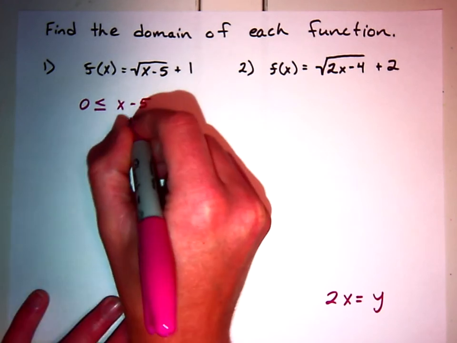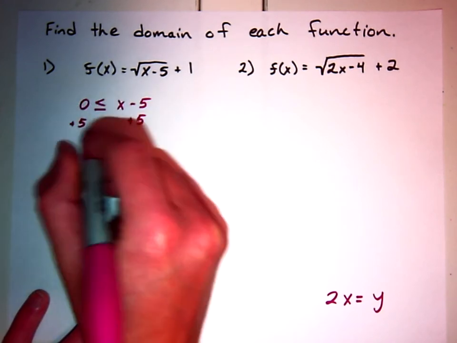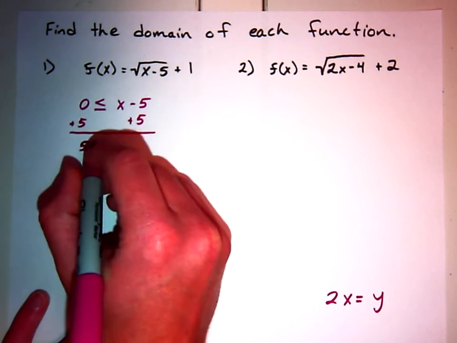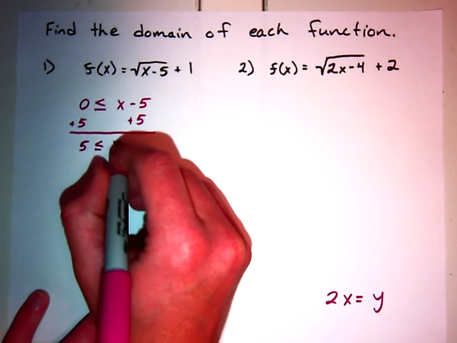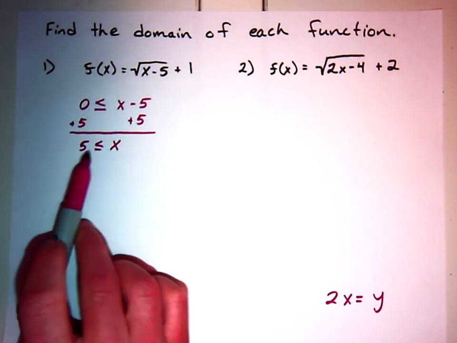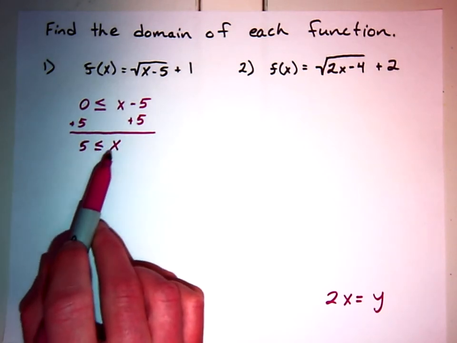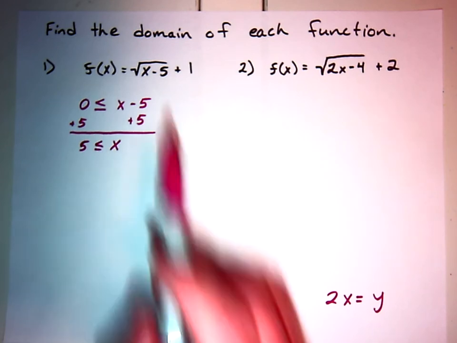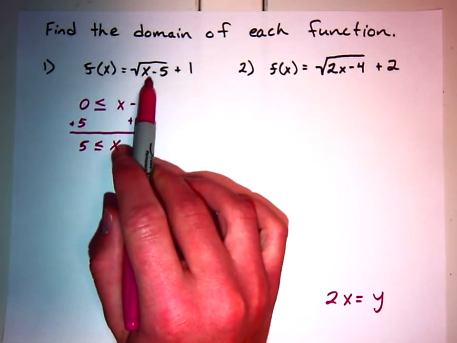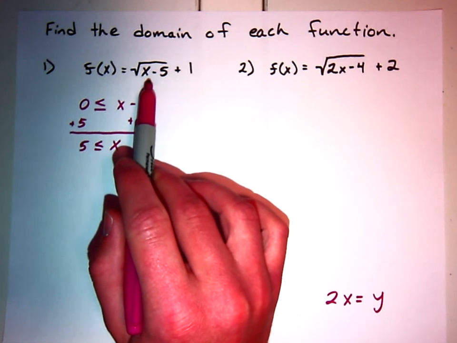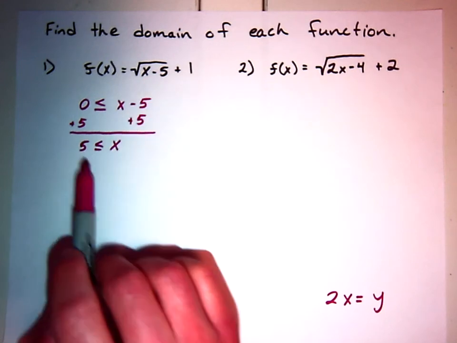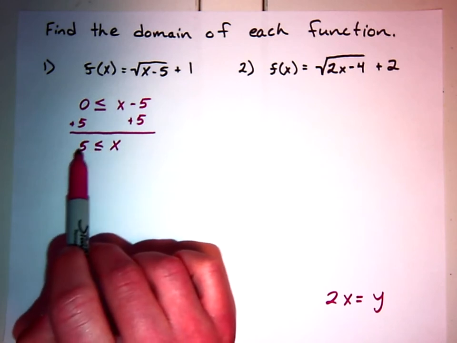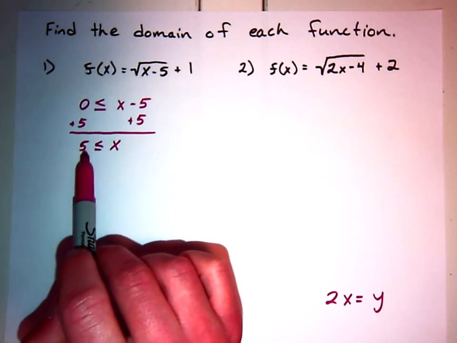So we add 5 to both sides, completing our inverse operation, which gets us to 5 is less than or equal to x. Remember, the thing that limits the domain is that whatever ends up in this expression must be 0 or higher. So let's test this. The 5 is less than or equal to x, which means that the lowest number it could possibly be is 5. Let's see if this works.